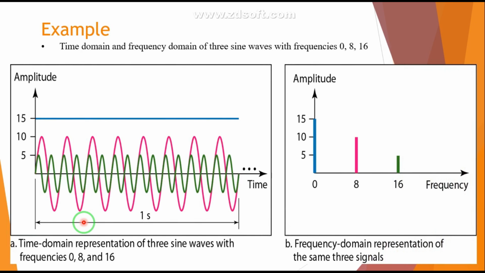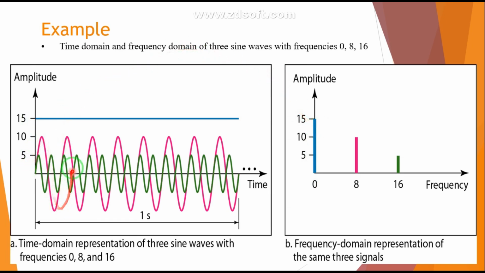Now we have taken the example of three sine waves with frequencies 0, 8 and 16. You can see that the blue line is a straight line, since the period is undefined, infinite. So what is frequency? 1 upon time period, that is 1 upon infinity, which is 0. So the frequency is 0. That is the time domain plot. If you want to represent the frequency domain, you represent its amplitude, that is 15 volt, but at a frequency of what? 0. So we have denoted it here like this.